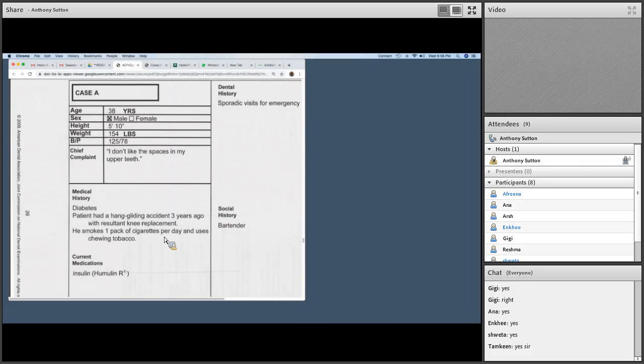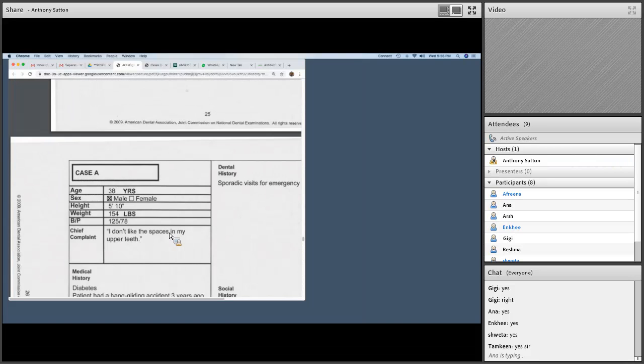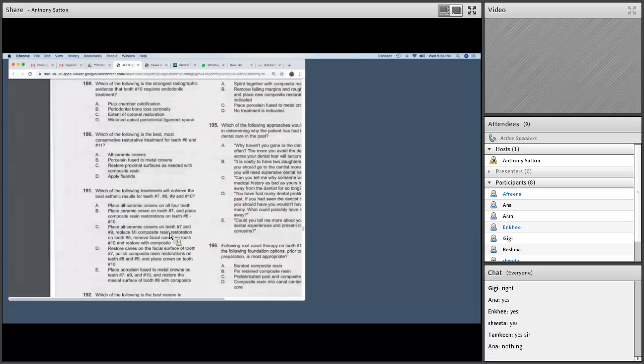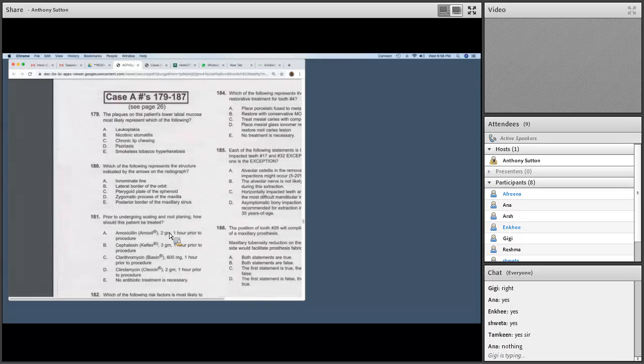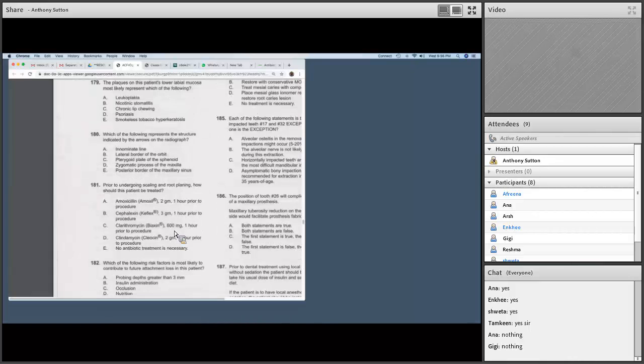Based on the old protocol, this patient would have gotten 2 grams of amoxicillin, right? But based on this new protocol, the patient gets what? Good. Patient gets nothing, right? No need, because we have no history of complications. And if we did have a history of complications with the joint replacement, we would refer him or defer to his physician. Make sense?